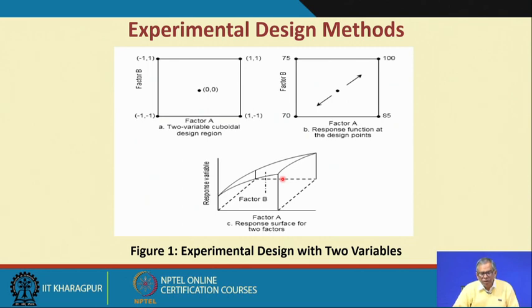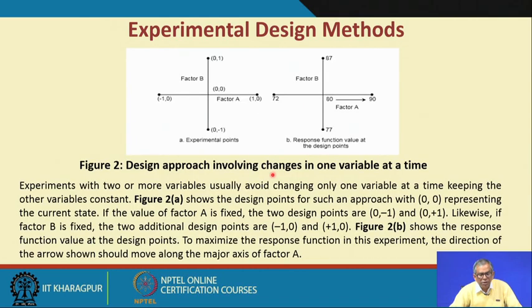So obviously you can define the response surface. Is it okay? So this is the basic experimental design method. What you try to do, these are the experimental points we have and the response function value at the design points. Is it okay? So this is another way you can represent it. Already we have pointed out this one.